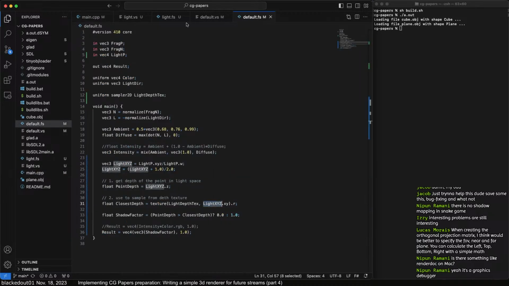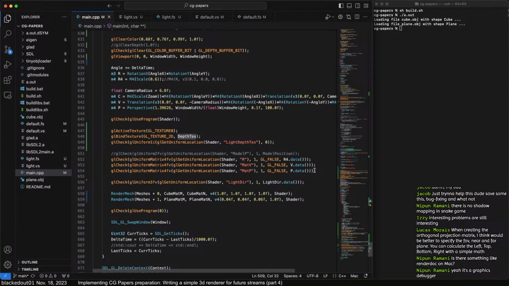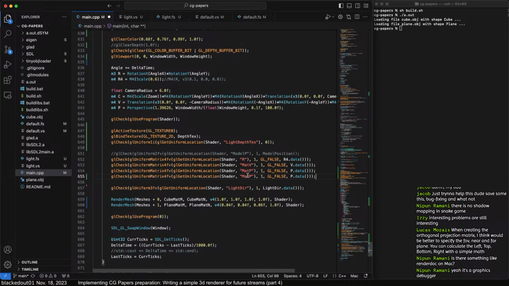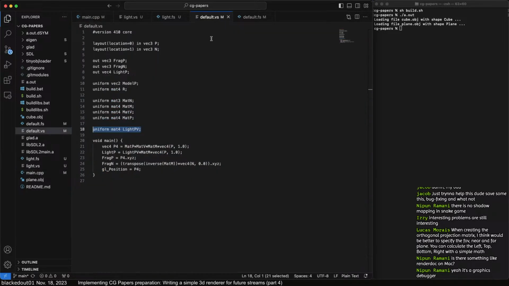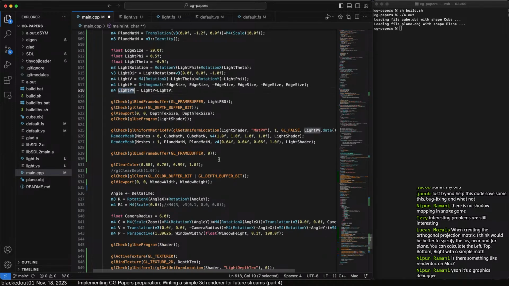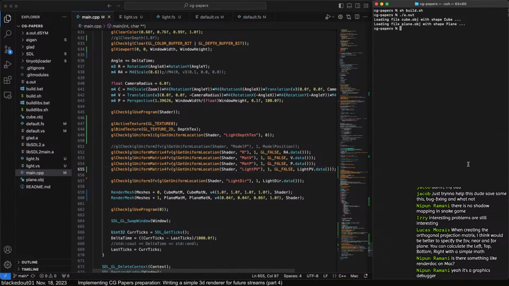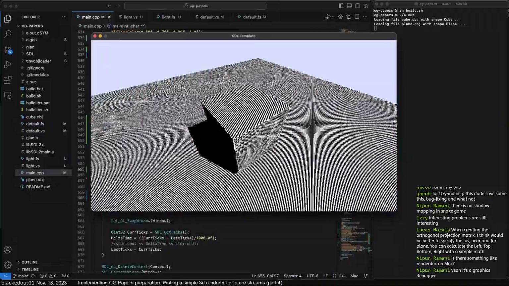Okay, so I forgot to set this matrix. Of course I need to set this matrix in the other shader too, so in the actual shader now. Light PV. And for this, I need to use this matrix. Second try. Okay, so now it works, as you can see. Well, kind of.